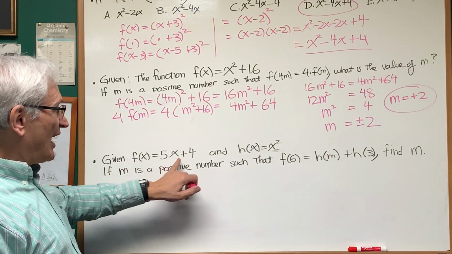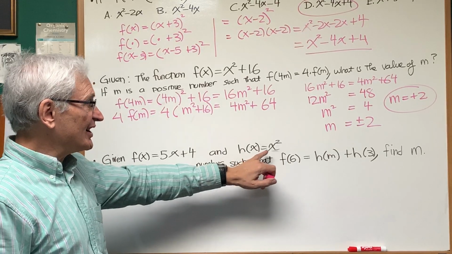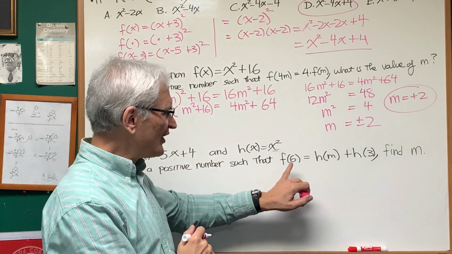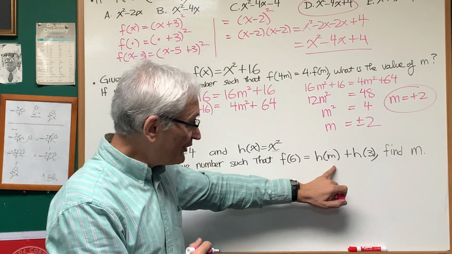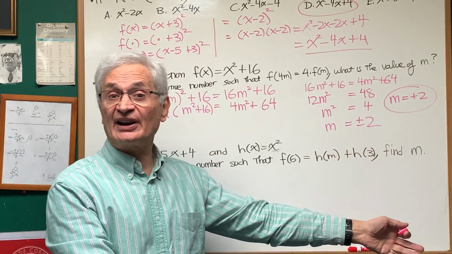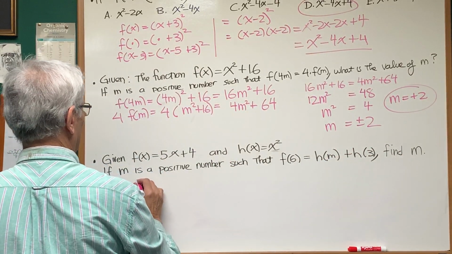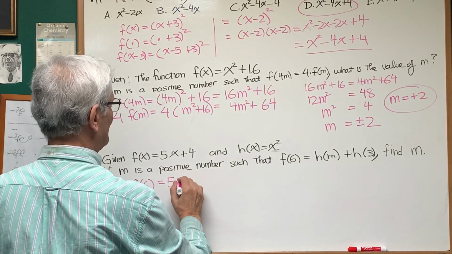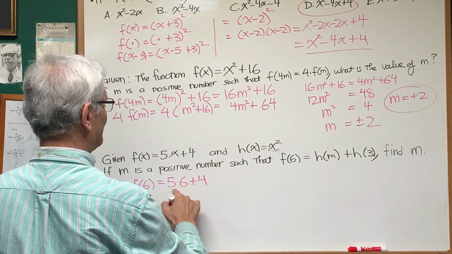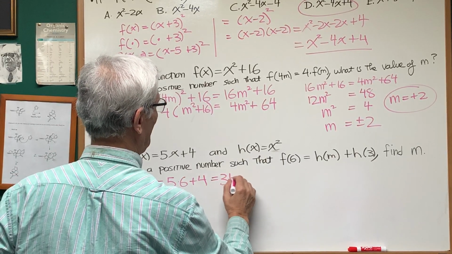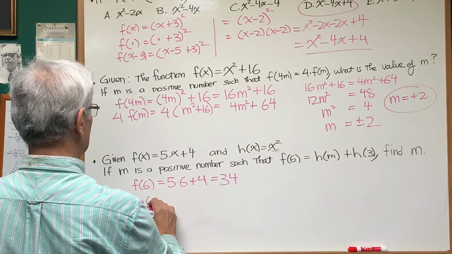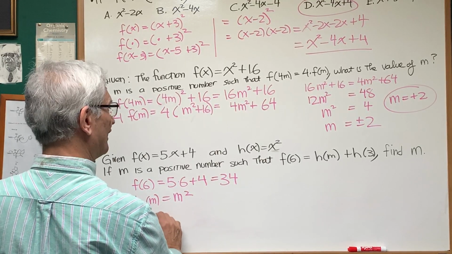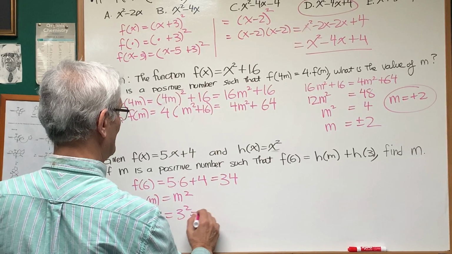Given f of x equals 5x plus 4, and h of x is equal to x squared, two functions, two different definitions. If m is a positive number such that f of 6 equals h of m plus h of 3, find m. Okay, this is very, very convenient. We'll first evaluate f of 6 by replacing x with 6 on the right-hand side of this. 5 times 6 is 30, plus 4 is 34. And what's h of m? h of m is equal to m squared, and h of 3 is equal to 3 squared, which is 9.